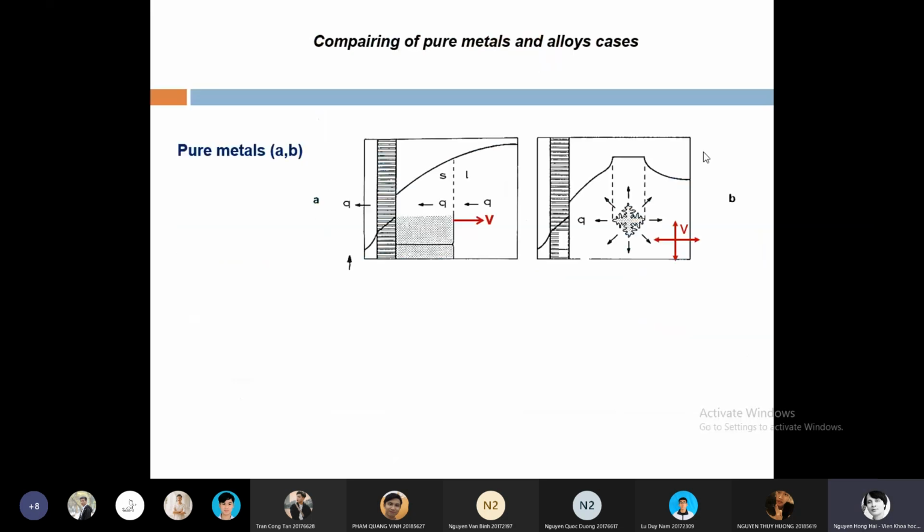You can compare between the pure metal and alloy. In the case of pure metal, we have the growth direction anti-parallel to the direction of the heat flow. In this case, the same direction. In the case of the columnar solidification, it's called pure metal. For alloy.